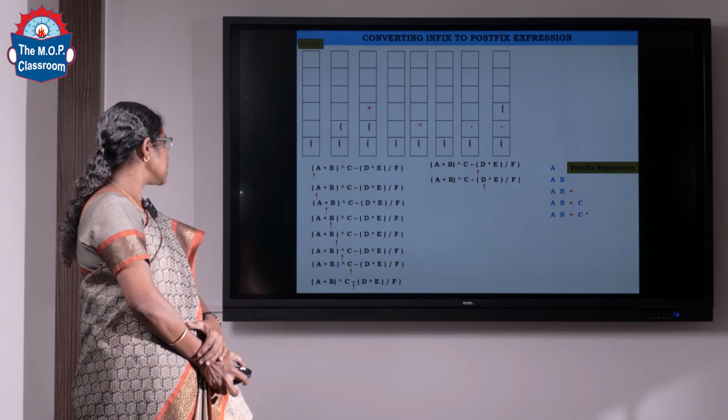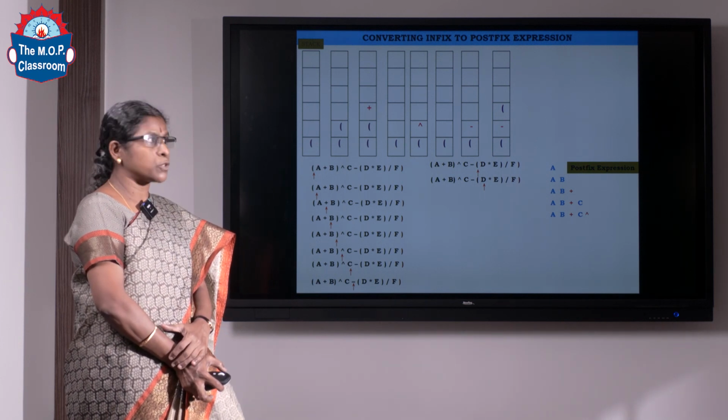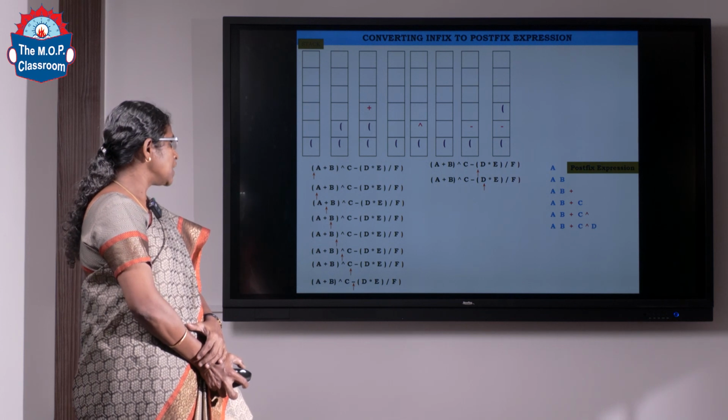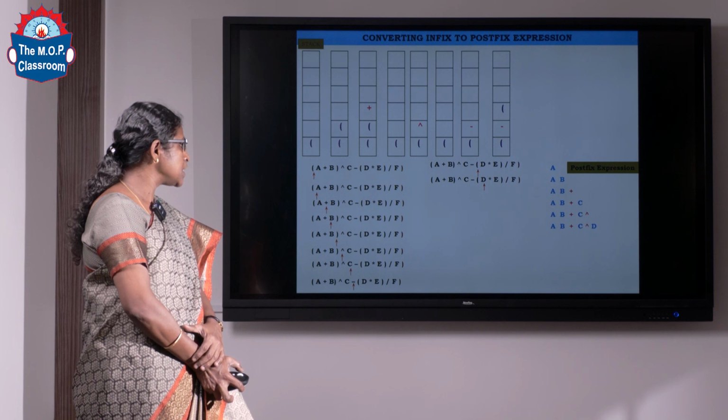Scan for the next character. The next character encountered is an operand D. So add it to your postfix expression. We have added it. Now if you see, the postfix expression formed so far is A, B, plus, C to the power of D.